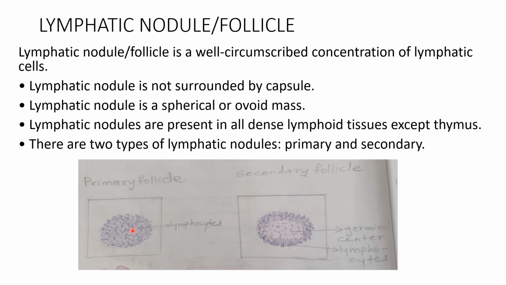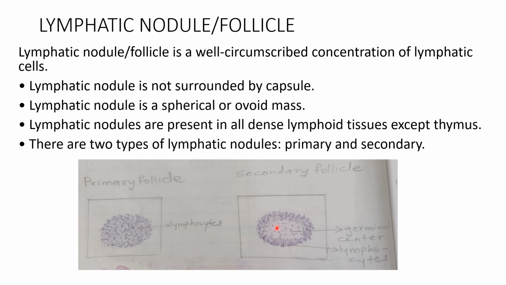When we study the histology of the lymphatic system, we will repeatedly come across the term lymphatic nodule or lymphatic follicle. So let us see what this lymphatic follicle is. Now you can see these two structures are lymphatic follicles. These are concentrations of lymphatic cells. These are well circumscribed but they are not encapsulated. These are either spherical or ovoid masses.